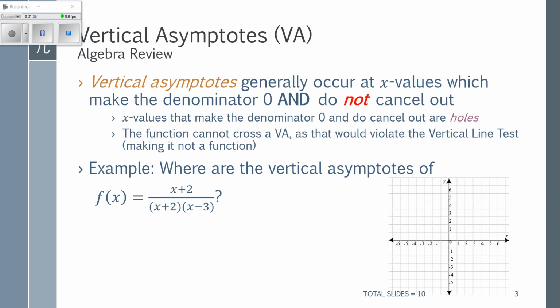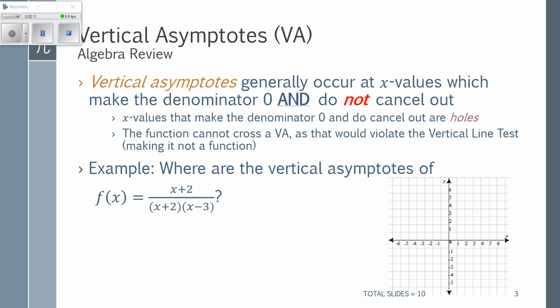So vertical asymptotes generally occur at x values which make the denominator 0 and do not cancel out. I say generally because logarithms have a vertical asymptote, but I need to get you comfortable with just remembering and working with the vertical asymptotes of rational functions before we worry about the logarithm ones. So again, in a rational function, if they make my denominator 0, in other words, the function doesn't exist there, and I can't cancel away that discontinuity.